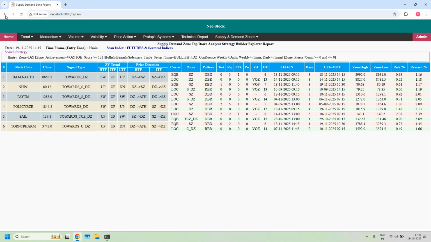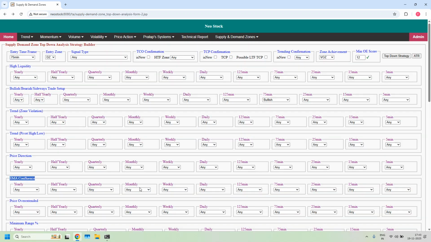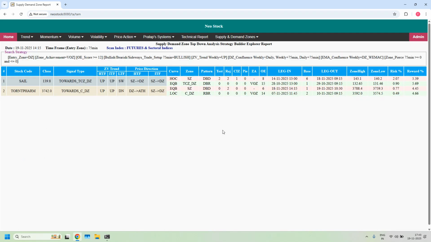So let's again apply the second filter, that is weekly demand zone having weekly EMA confluence, and also trend on the weekly should not be sideways, it should be uptrend because it is bullish trade setup. So we got 2 stocks. So these 2 75 minutes demand zones might be having more high probability to get success, provided lesson 20 checklist items are satisfied. Otherwise, higher chances of zone violation. So this is bullish trade setup for weekly income trade.